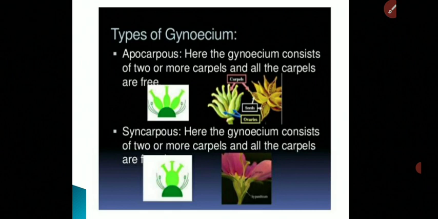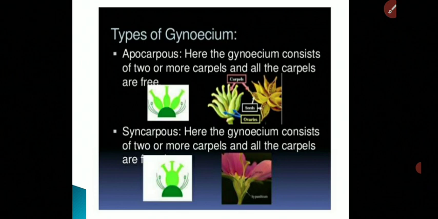Apocarpous type of gynoecium: the carpels may remain completely free from each other. It is known as apocarpous. A compound gynoecium is said to be polycarpellary and apocarpous when the carpels are free from each other. For example, Michelia champaca.